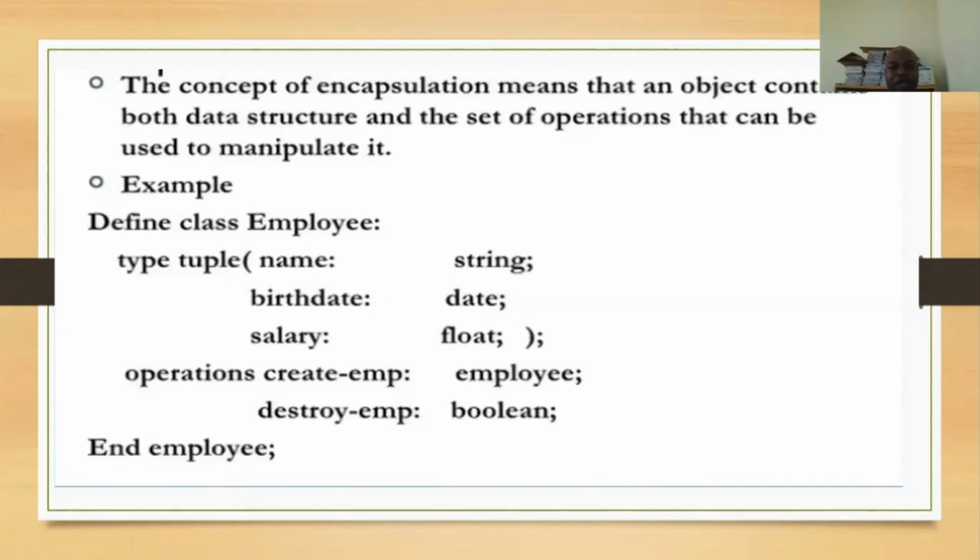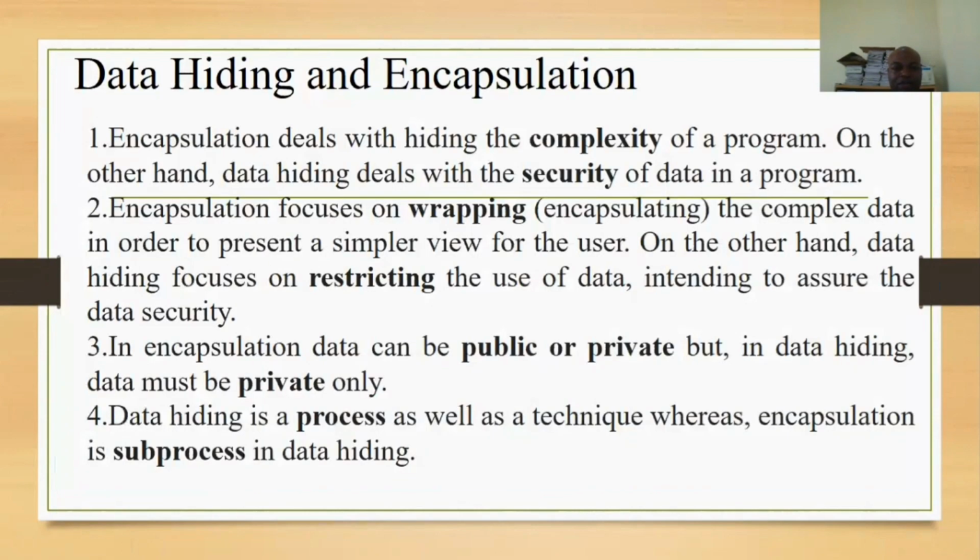Number one, the concept of encapsulation. When we talk of encapsulation, it means that an object contains both a data structure and a set of operations that can be used to manipulate it. So it's just two things: the data structure and the set of operations, the methods, that can be used to manipulate the data structure. For example, we define class employee, type tuple: name, string; birth date, date data type; salary, floating number data type. Then operations: create employee, which uses the employee data type; destroy employee, which uses a boolean; end employee. That is just a snippet of encapsulation.